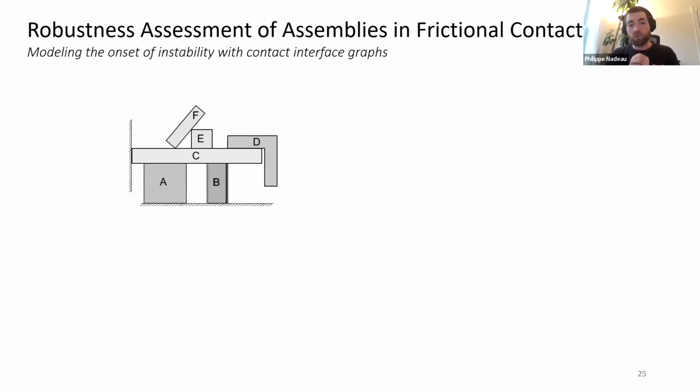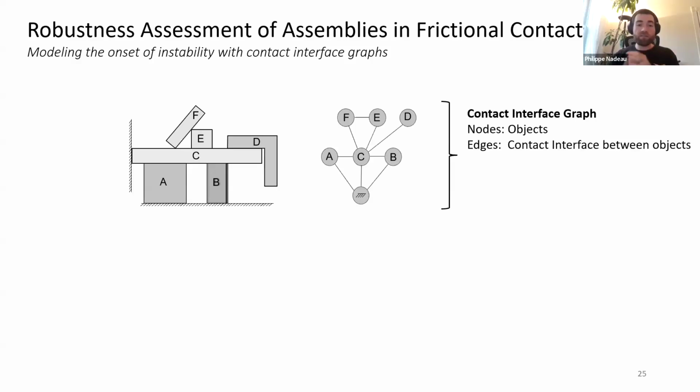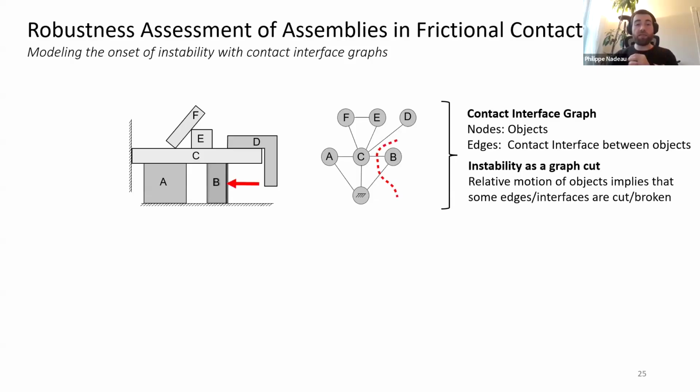So we're interested in the force that would trigger a relative motion between objects in an assembly. And I will now present my algorithm to obtain it efficiently. So we model an assembly with a contact interface graph in which objects are designated by nodes, while edges represent the contact interface between two objects. With this representation, the onset of instability can be modeled as a graph cut, which will separate the graph in two subgraphs.